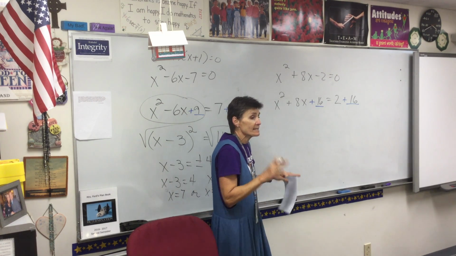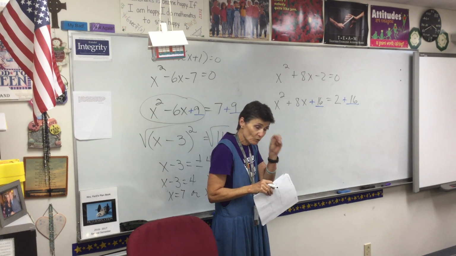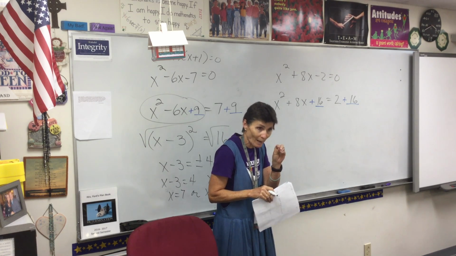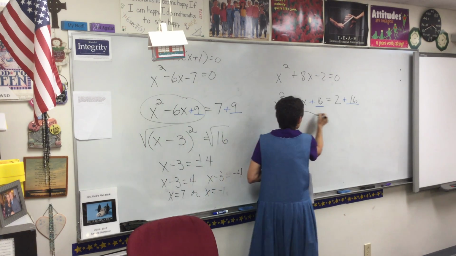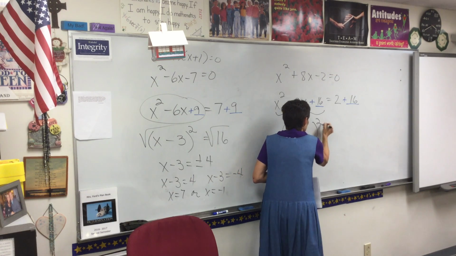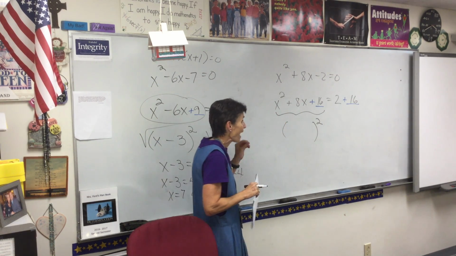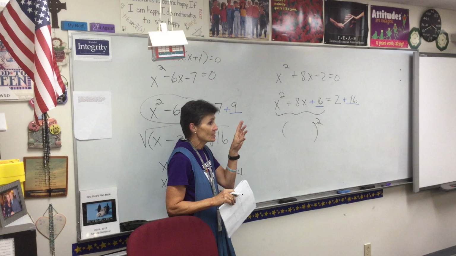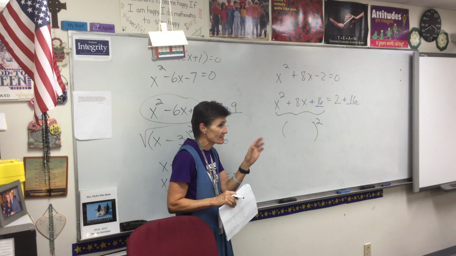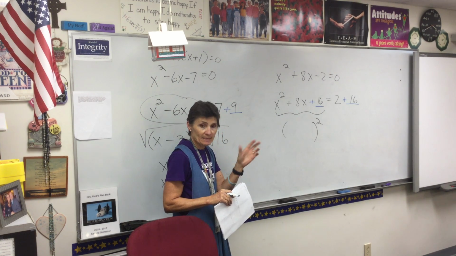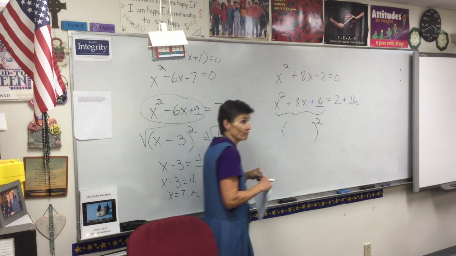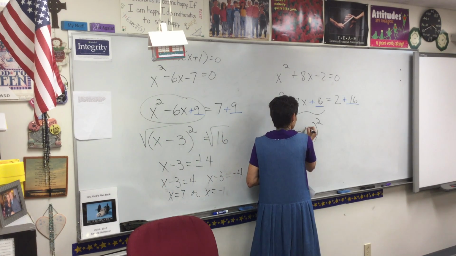Now, the next step, this is where you've got to remember what you're doing. You're completing the square, so this is going to become a square. You're going to factor that into two parentheses that are exactly the same. They've got to be the same, x plus 4 and 4. So it's going to be x plus 4.